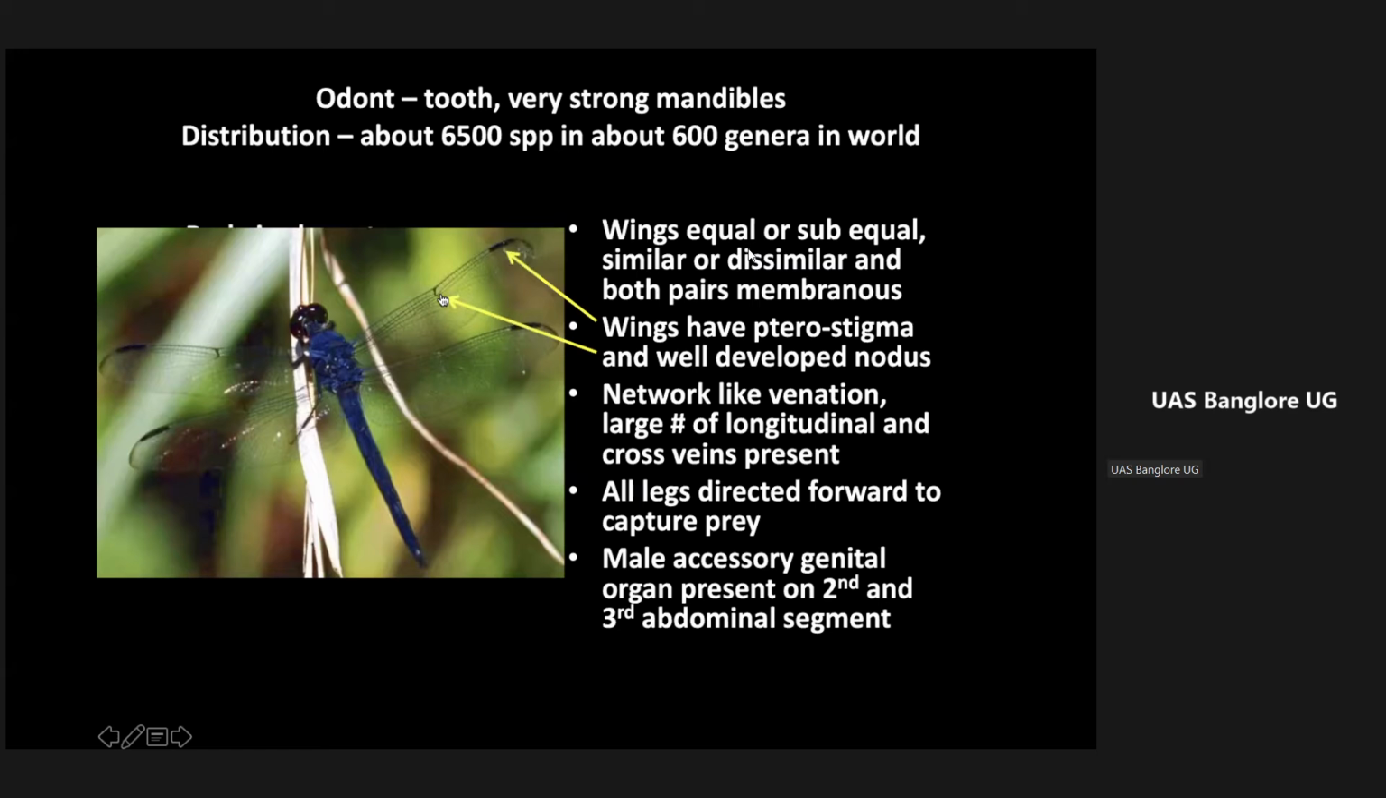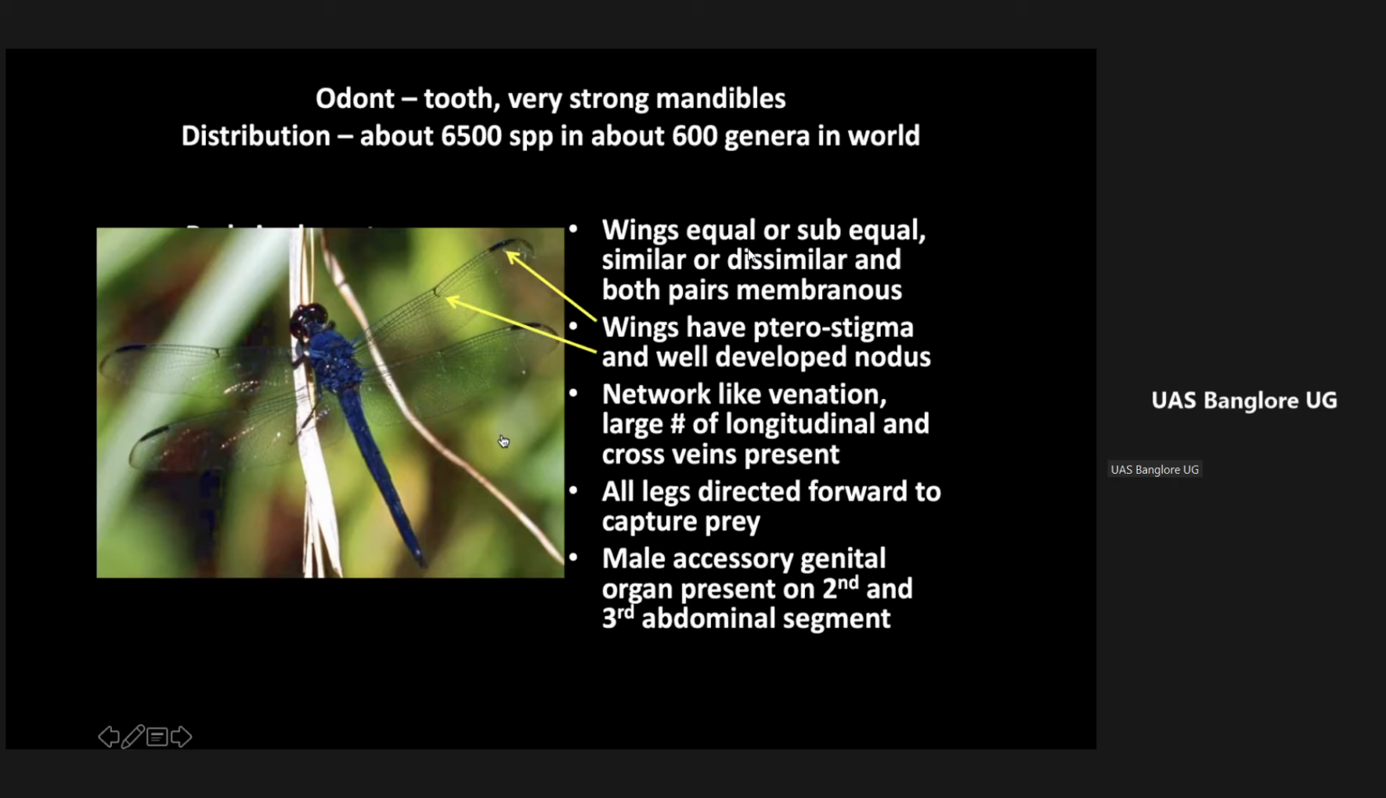That is the nodus region. You can see that the wings are membranous and there is a nodus and also a pterostigma. They help in balancing the dragonfly during the flight. If you look at the membranous wings, there are a large number of longitudinal veins, and the legs are directed forward for catching the prey.